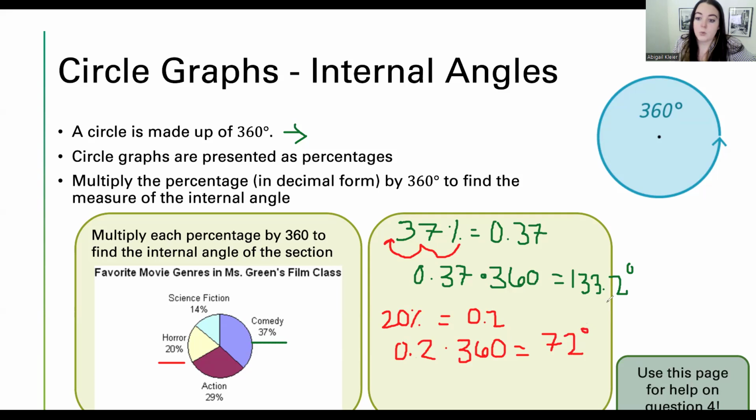So for comedy, we calculated that the comedy sector, which is 37%, has an internal angle of 133.2 degrees. For horror, which made up 20% of our data, we calculated that it had an internal angle of 72 degrees. So again, when talking about circle graphs, you've got 2 steps. Convert your percent to a decimal, multiply by 360. That's how you can find the internal angle. And this page is particularly helpful for question number 4 on your unit test.